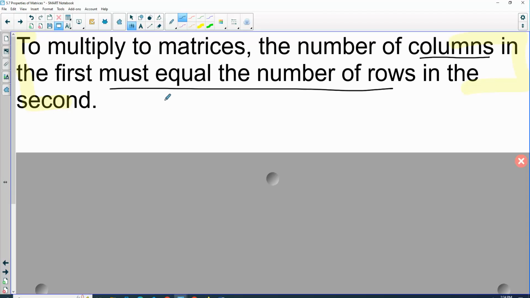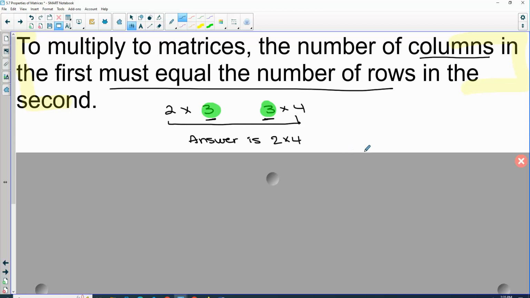So I could decide that just by looking at the sizes. So if I said a 2 by 3 matrix and a 3 by 4 matrix, the number of columns in the first has to equal the number of rows in the second. So can we multiply those? Yes. The columns in the first and the rows in the second are the same. So it means we can multiply them. These numbers out here will give us the size of the answer. So the final matrix is going to be a 2 by 4 matrix. So when I multiply a 2 by 3 and a 3 by 4, I create a matrix that has 2 rows and 4 columns.